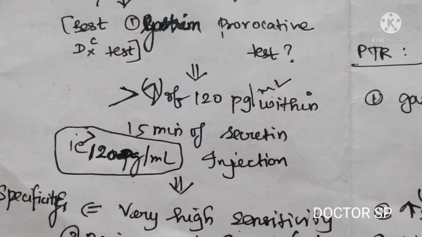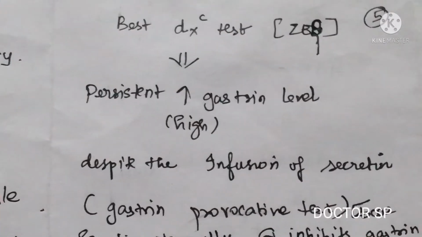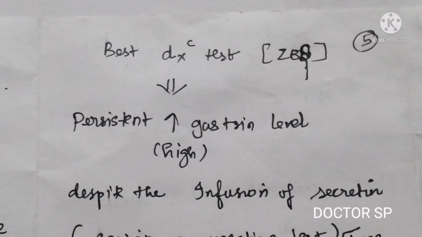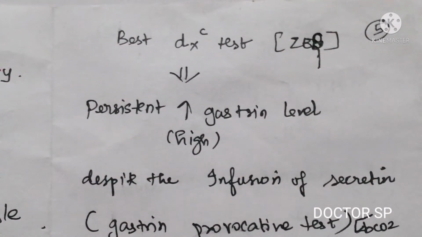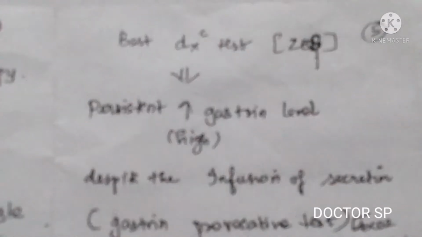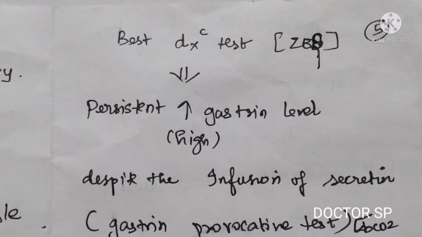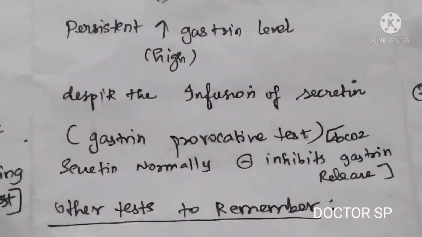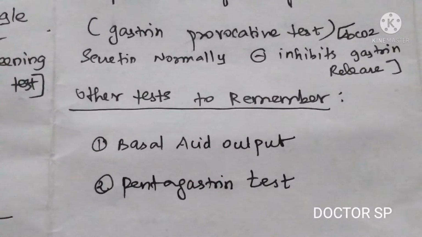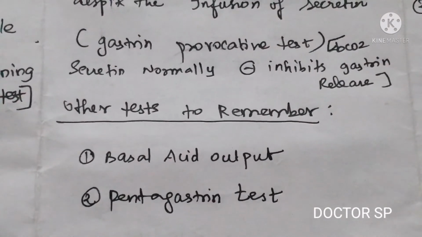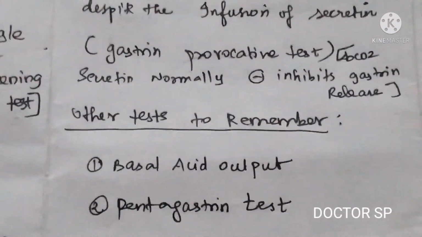The gastrin provocative test is the best diagnostic test, and it also has high specificity and high sensitivity. The best diagnostic test for Zollinger-Ellison syndrome is the gastrin provocative test, that is a persistent increase of gastrin level despite the infusion of secretin injection, because normally secretin inhibits gastrinase. Other tests to remember are the basal acid output test and pentagastrin test.